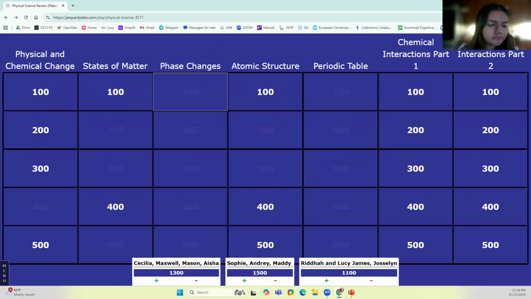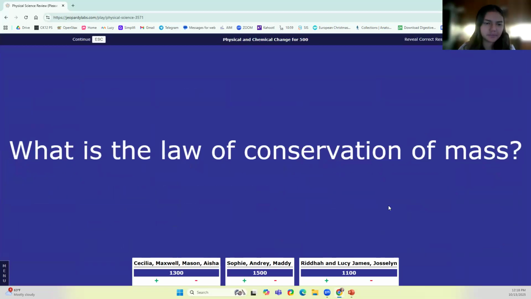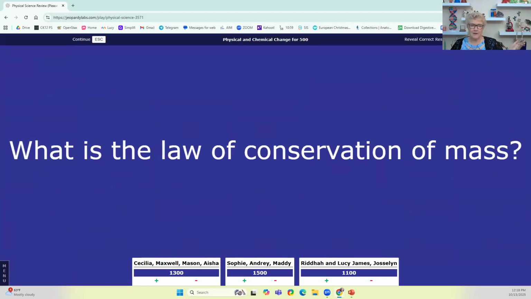Can I do physical and chemical change for 500? Yeah. Okay. What is the law of conservation of mass? Andrew. Matter can't be created or destroyed.